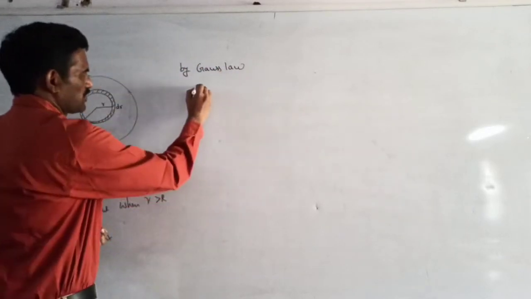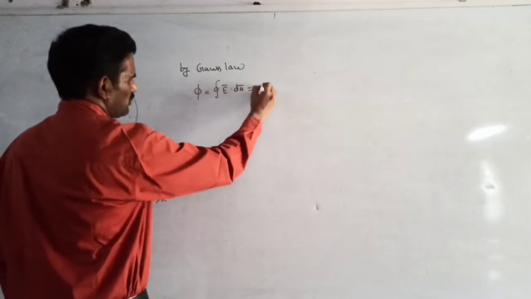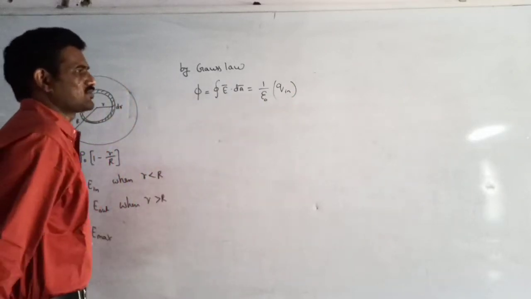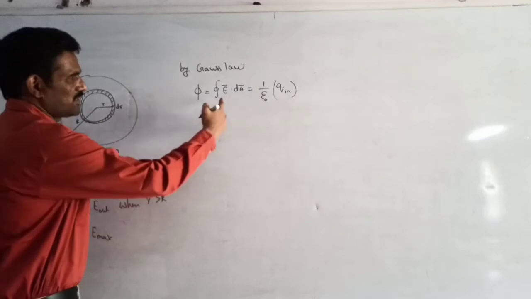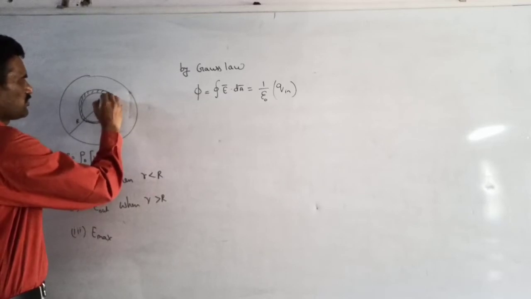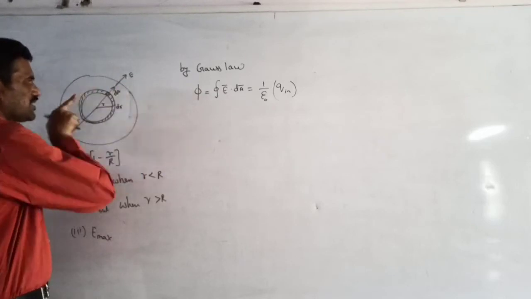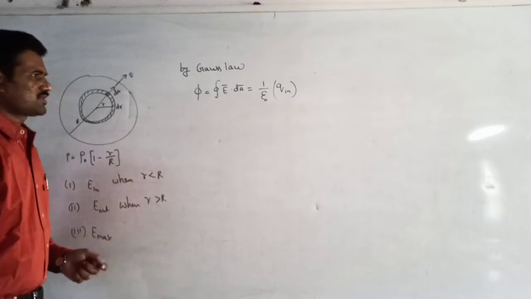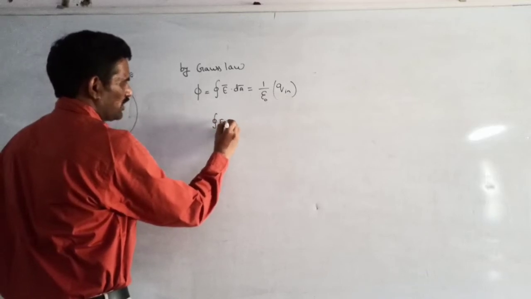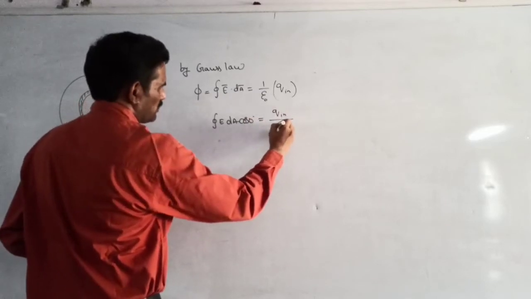By using this Gauss law, we can write the flux is equal to the surface integral of E bar dot dA bar is equal to 1 by epsilon naught times the charge enclosed. First I am doing the left hand side calculation. Here we consider a small element of area; the electric field will be along this direction, because it is a positive charge, and dA bar is also radially outwards. These two are along the same direction, so I can write this as integral of E dA cos 0, which is Q in by epsilon naught.